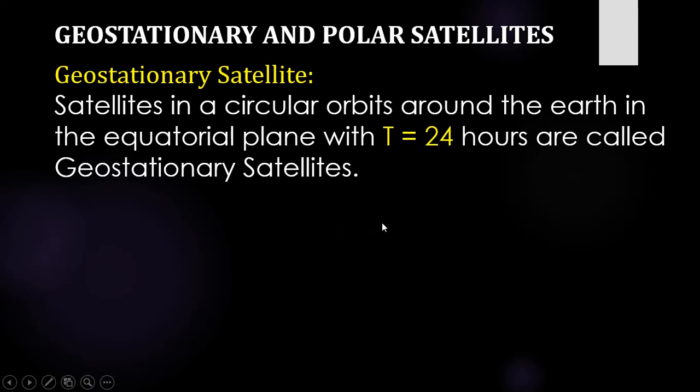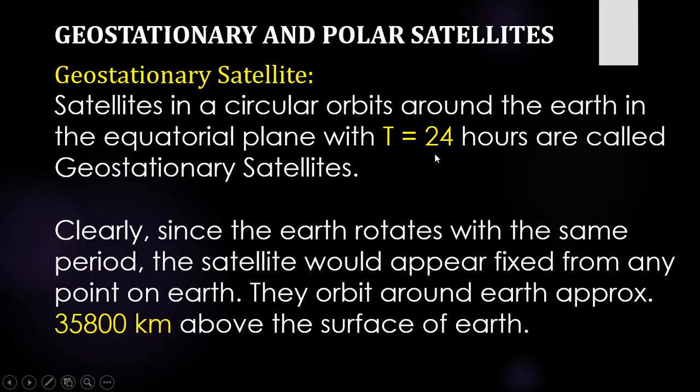Geostationary means we get the impression that the satellites are not rotating around the earth. They are just stationary, fixed at one point, but they are not really fixed at one point. They are also rotating around the earth, but with the same time period. So clearly the earth is rotating with the same period, and the satellite will also appear fixed at one point. The approximate height of these geostationary satellites is 35,800 kilometers from the surface of the earth, approximately 36,000 kilometers.